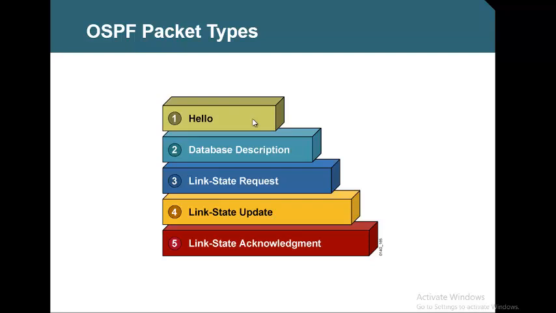These numbers that you see, 1, 2, 3, 4, 5, they are numbers, but they are not simply serial numbers. This is the number given to this type of packet. 4 means link state update. 2 means DBD. When you capture using Wireshark, you will see these numbers.